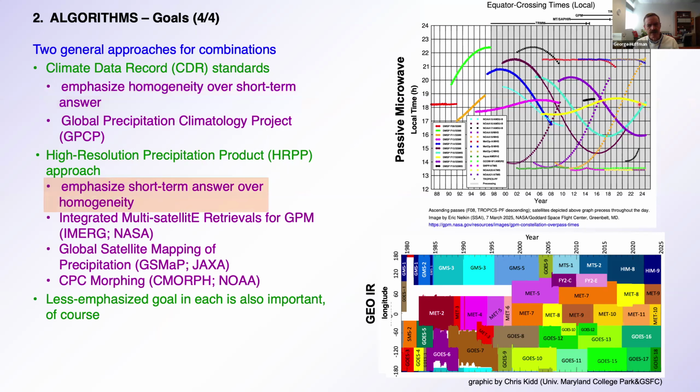The alternative is a high resolution precipitation product, which emphasizes the short-term answer being right over homogeneity in the long term. And so IMERG is an example of this. In this case, now we use all the passive microwave, all the GOIR. But there are others: GSMAP, which is a companion, the JAXA product, which is the counterpart to the NASA product, IMERG, and then CMORPH, which is a NOAA product, which has been around for a long time. I've emphasized goals for each of these, but of course, the less emphasized goal is also important, and we waste a lot of time in each of the products trying to satisfy the less important goal.